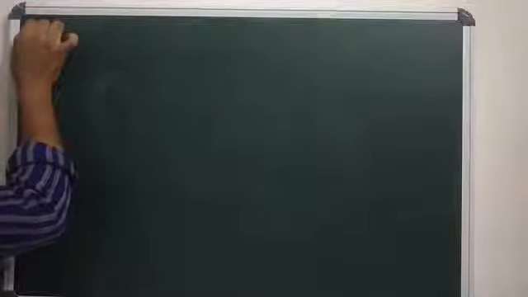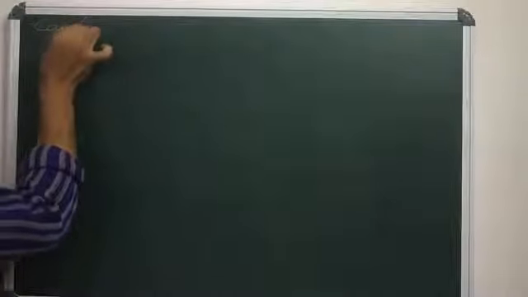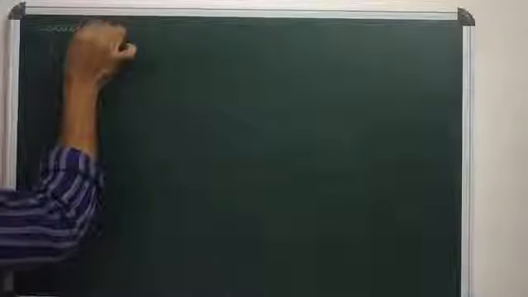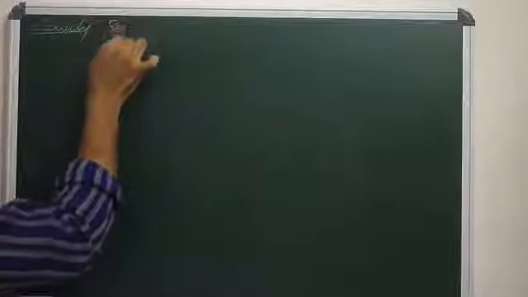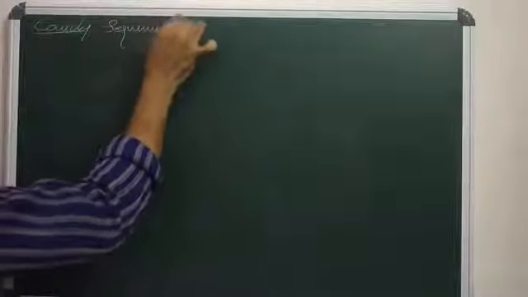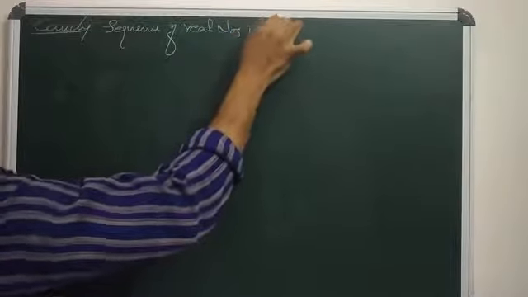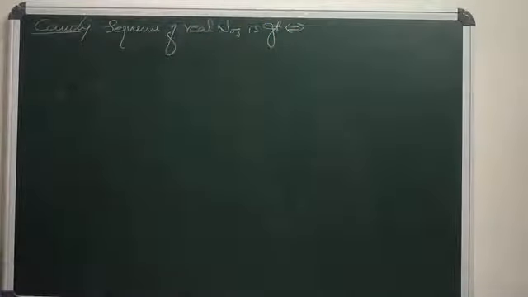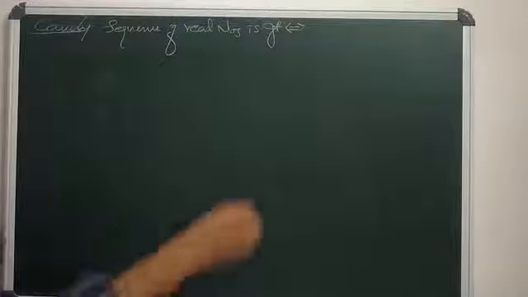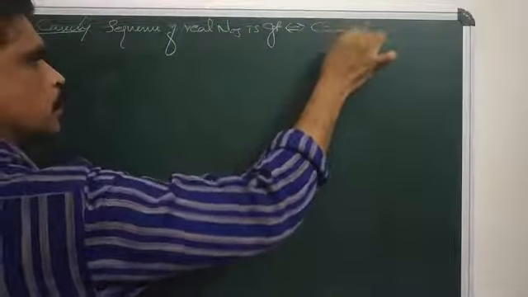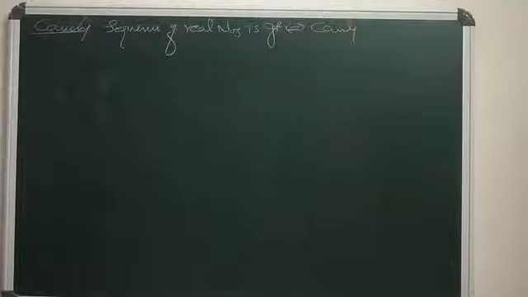Now, Cauchy's convergence criteria. What is Cauchy's convergence criteria? A sequence of real numbers is convergent if and only if it is a Cauchy sequence. This is Cauchy's criteria. A sequence of real numbers is convergent if and only if it is Cauchy.